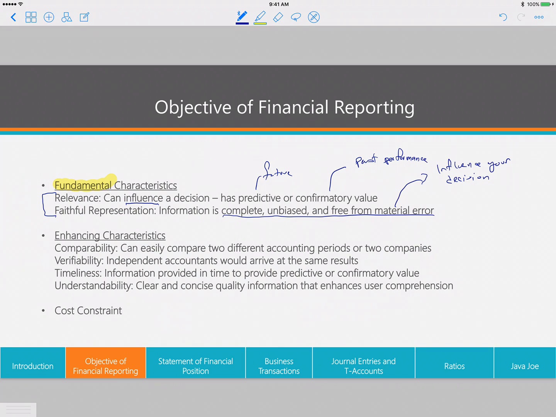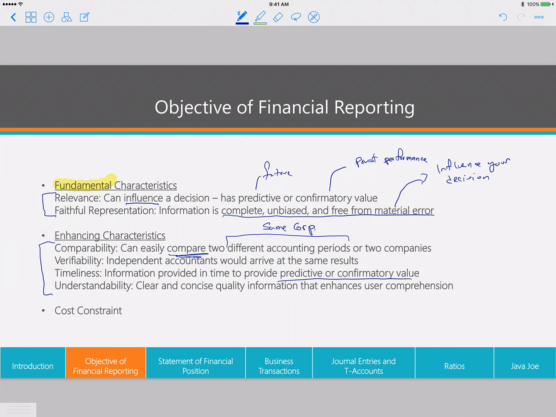In addition to our fundamental characteristics, we have 4 enhancing characteristics. The first is comparability, and this is important because we want to be able to compare the same company over 2 different periods, or to compare 2 different companies. And this is important when we're making decisions or analyzing companies. Verifiability, meaning that independent accountants would arrive at the same results, that the information that we're reporting can be independently verified. Timeliness, it's important that the information is provided in time to provide predictive or confirmatory value.